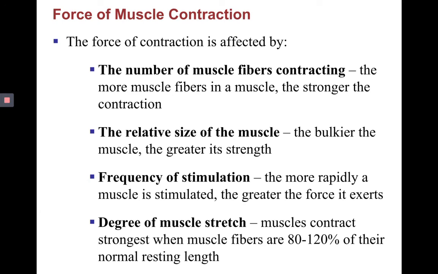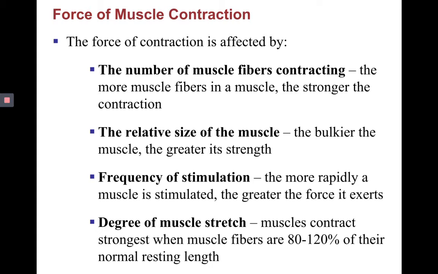Let's also talk about the force of muscle contraction, and all of these should make sense. If more muscle fibers contract, then you have a stronger contraction. If the muscle size is larger, meaning it's a bulkier muscle, it has greater strength. If you increase the frequency of action potential stimulation, so basically have a more rapidly stimulated muscle, we're going to have greater force that the muscle can exert. And if a muscle's contraction occurs when the fibers are at 80 to 120% of their normal resting length, you're going to have more force of that contraction.